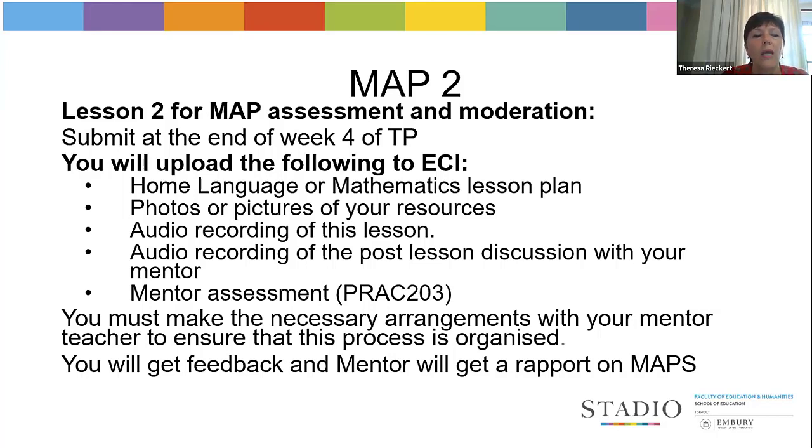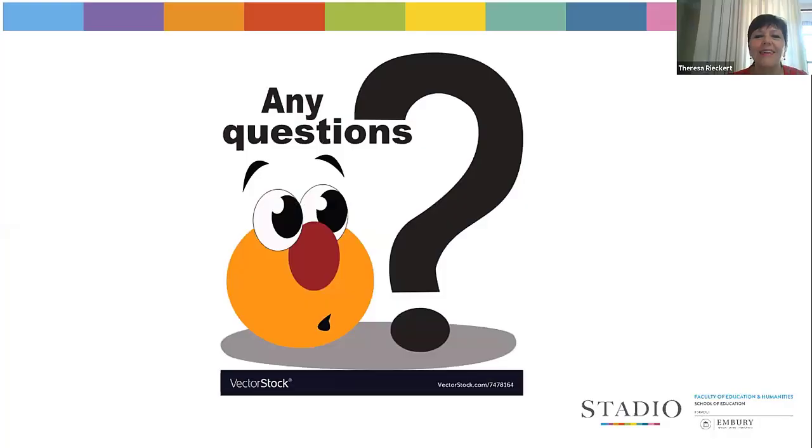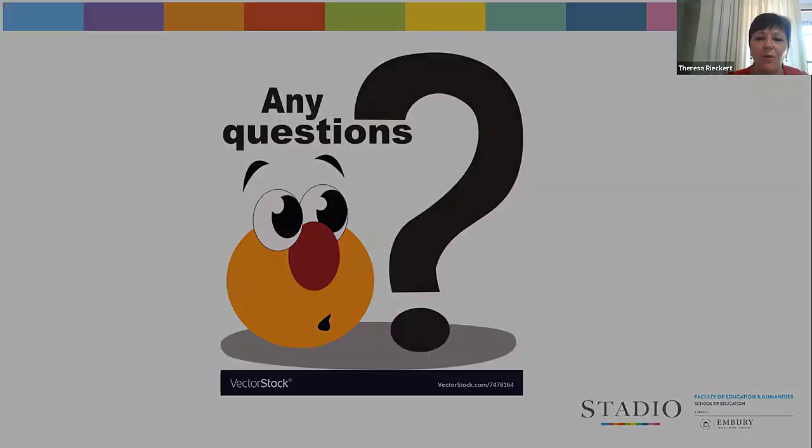And if you remember correctly, in the beginning, when I referred to the weightings, I said that this has a 20% weighting towards your final mark. So map 1 and map 2 combined will give you 20% of your mark at the end of the year. So, questions about the lesson plans or map 1 and map 2? No questions? Right, so let's go on.